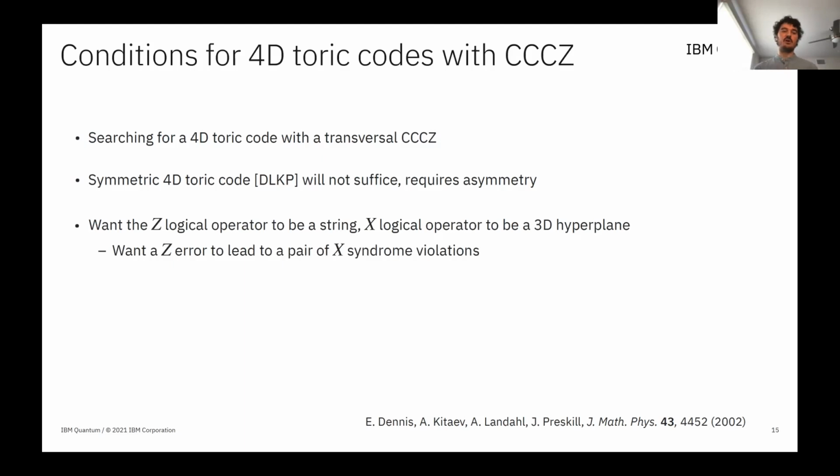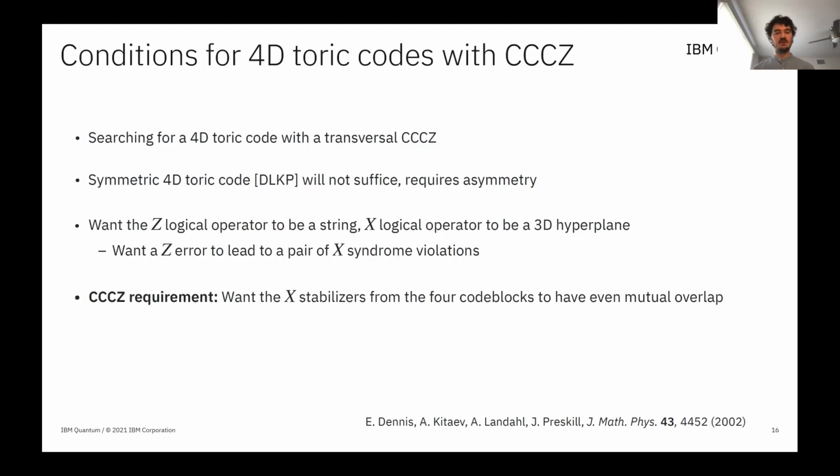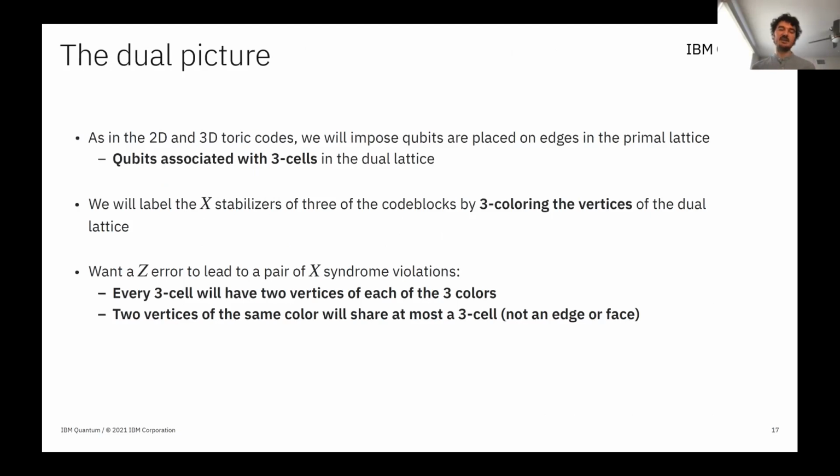Okay, and so when we wanted to set out a set of requirements that would constrain our search space for looking for these codes, just like in the 2D and 3D toric codes, we wanted Z errors to lead to a pair of X syndrome violations. And of course, we have this requirement that we need the X stabilizers from the 4 code blocks to have even mutual overlap, just like we had in the 3D case. Okay, and it's very useful for this search to consider everything in the dual picture.